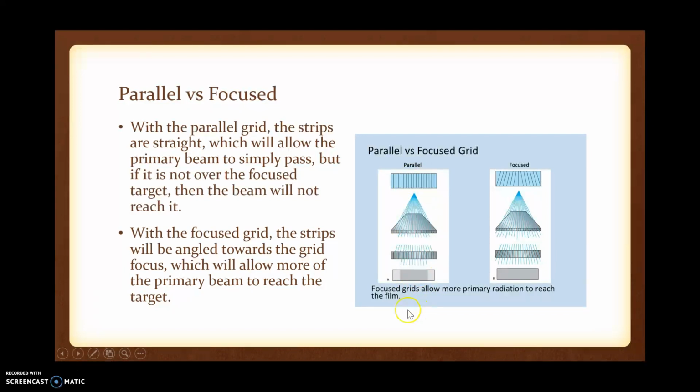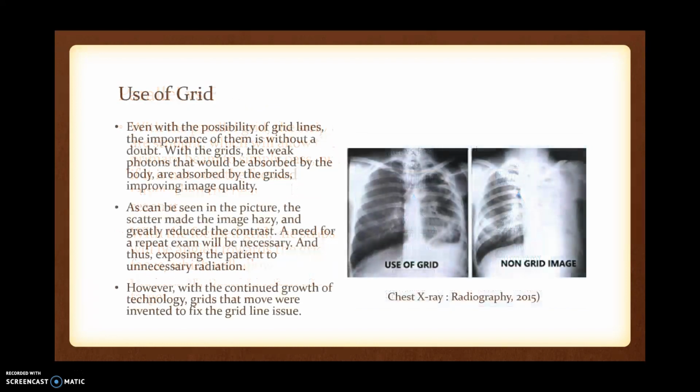Then we have the focus. As you can see, they're more angled. And so the parallel will just let the primary beam simply pass through. And then we have the focus, which is going to be angled towards the grid focus and allow more of the primary beam to reach the target. Then, as you can see, we have with a grid and without. And you can see how much of a difference it makes in between the two.